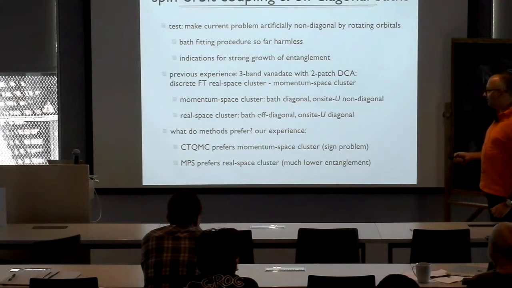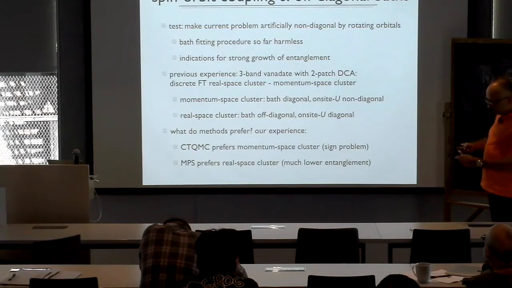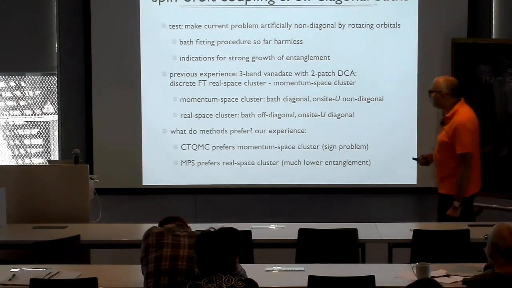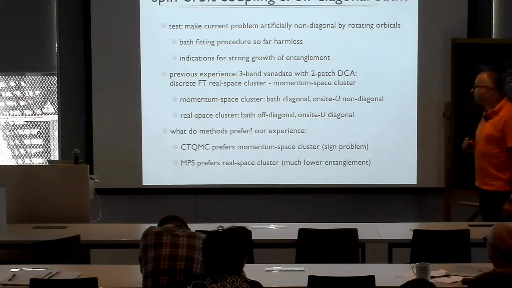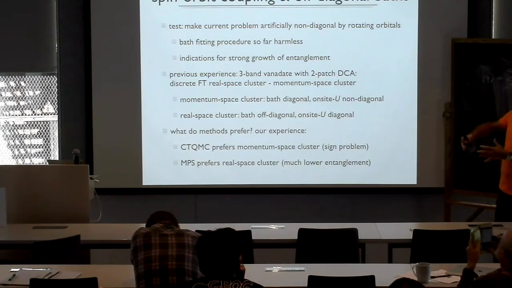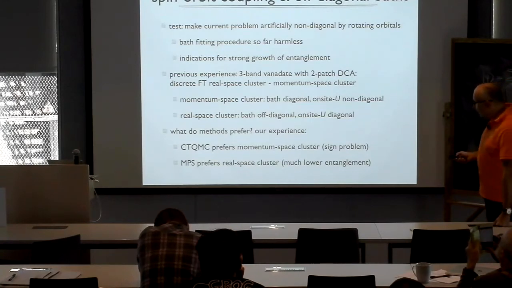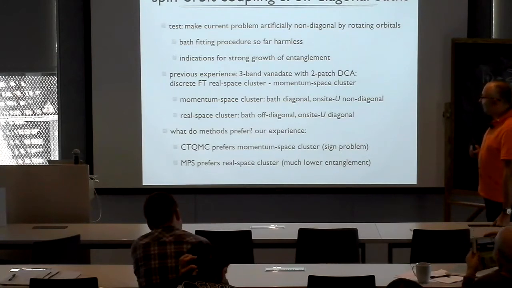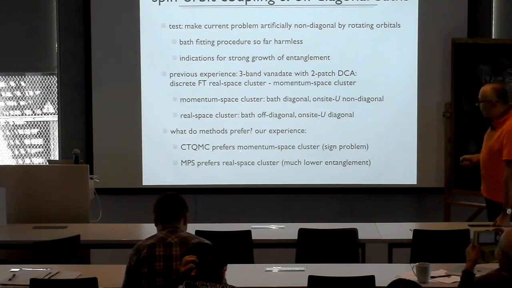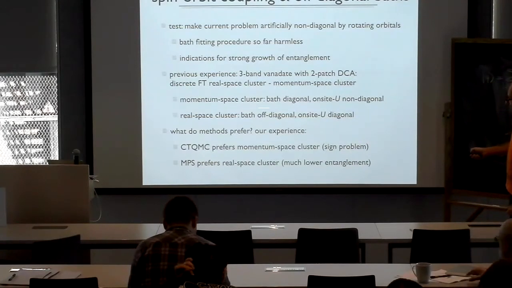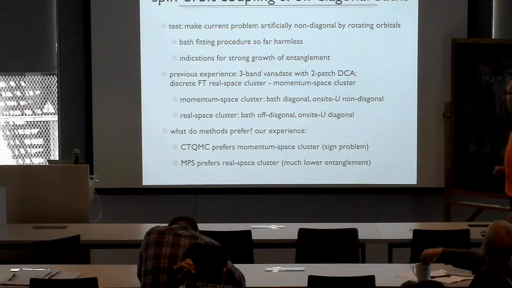If you do a real space cluster, then of course with two impurities the electron can hop away from one and back to the other one, so the baths become immediately off-diagonal, but the on-site interaction U is diagonal. The question is, what do you do, of the many versions you could do in between? And there CTQMC doesn't want the real space cluster, because it has a sign problem because of the off-diagonal hopping.